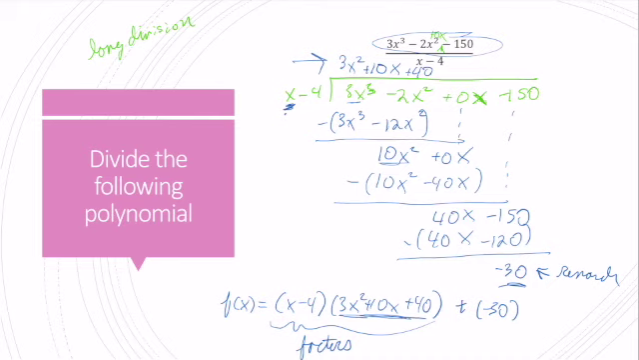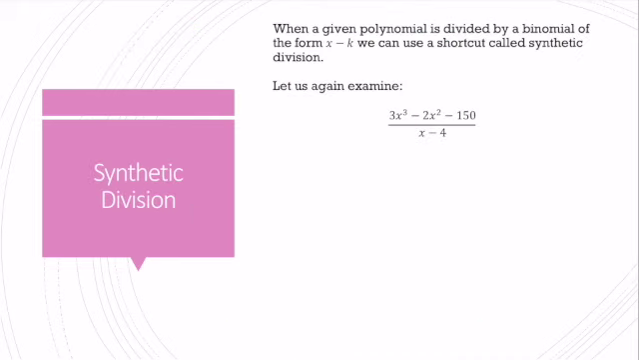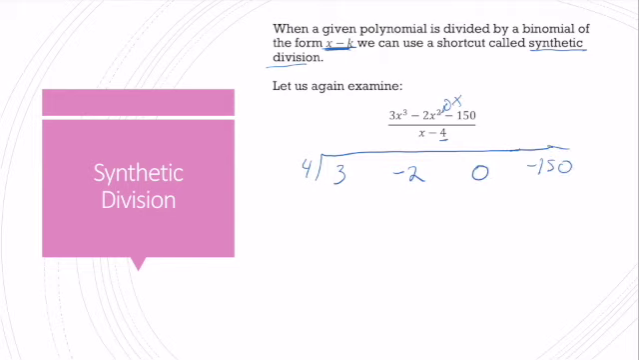Well, what if I told you there was a shortcut to long division? The shortcut to long division is called synthetic division, and this only works when we're given a polynomial in the form x minus k. So let's do the same problem, but I'm going to show you how to use synthetic division. It's synthetic because we are only working with the coefficients. So here I'm going to take my k, which is 4, and I'm going to take our coefficients. So I've got 3, negative 2, remember we have 0x here, so not forgetting my 0, and negative 50.